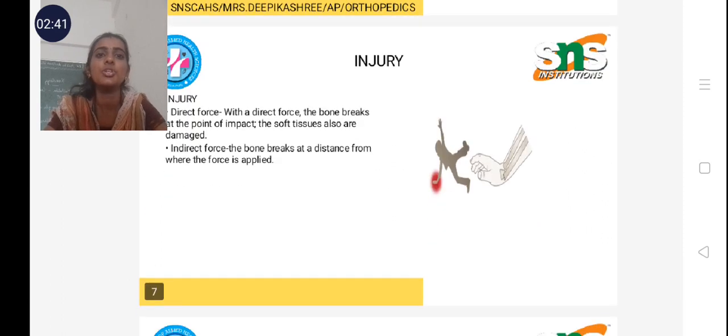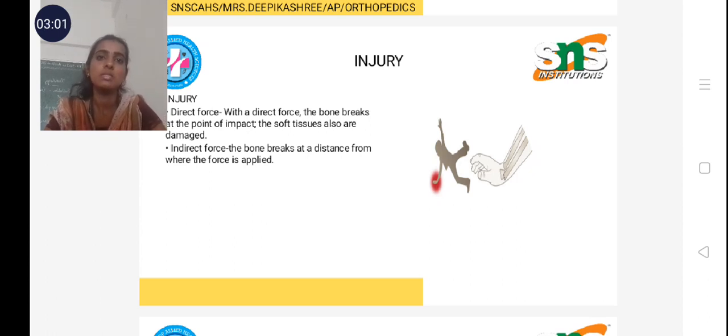And then the injury is by direct force or indirect force, whatever it may be. With direct force, the bone breaks at the point of the impact. The soft tissues are also damaged. That is the direct force. Another one is indirect force. That means the bone breaks at a distance from where the force is applied.